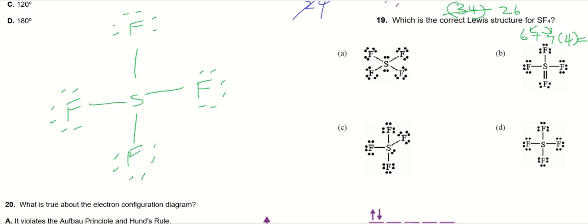Oh, we just added 6 electrons to each fluorine. That is 24. 6 times 4 is 24. We have 2 left. Where do they go? They go on the central atom. All right, why do we do all this? To pick the right answer, C.